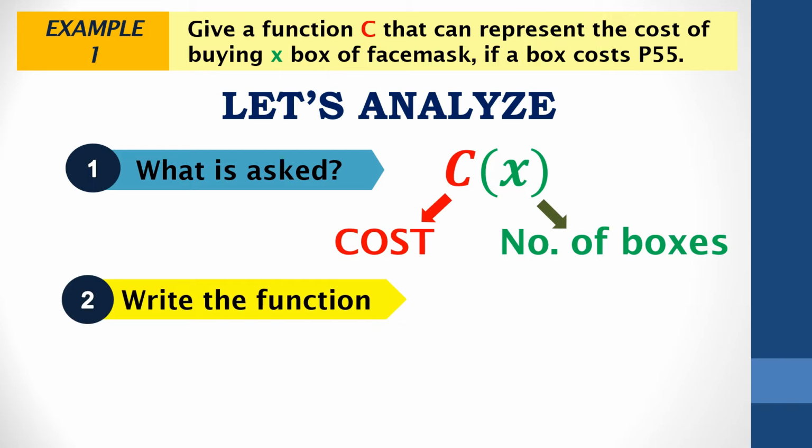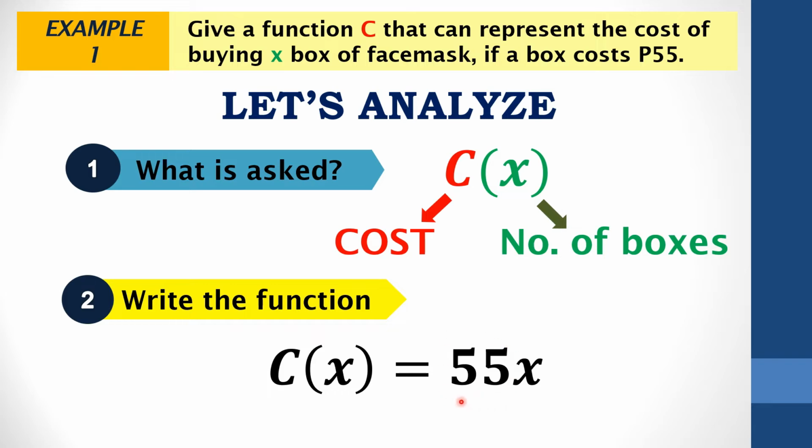Now, let us write the function. Given that our box costs 55 pesos. So, our final function now is C of x equals 55 times x. Ang ibig sabihin nito ay, itong si 55 ay imumultiply natin sa kung ilang box ng face mask ang ating bibilhin para malalaman natin kung magkano ang babayaran natin. Sagutin natin yung unang additional question para malaman natin itong essence ng function na to.